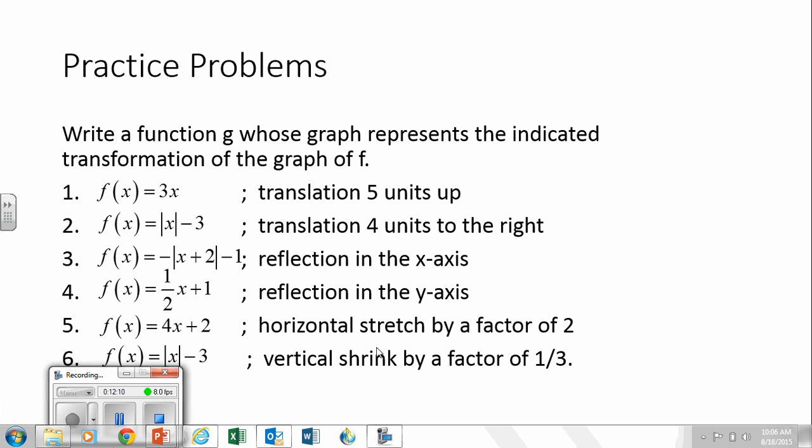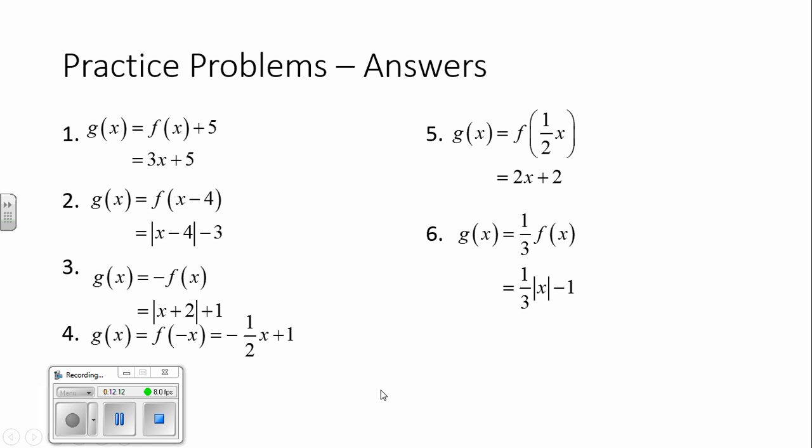Okay, so let's move on. Here are the answers. So number 1, we were shifting it up 5. You can see the answer. Number 2, we're shifting it down 3. Number 3, let's see, looks like you were flipping it over the x-axis. Number 4, flipping it over the y-axis. Number 5, the horizontal stretch, factor of 2. And number 6, a vertical compression or shrink by a factor of a third.